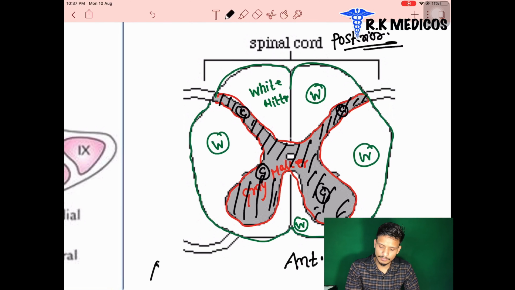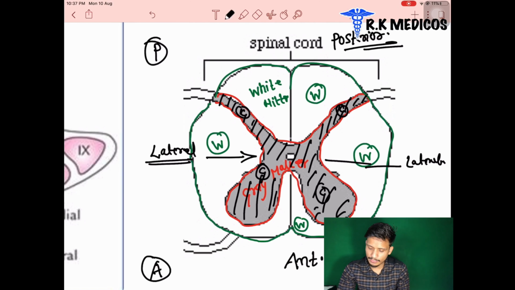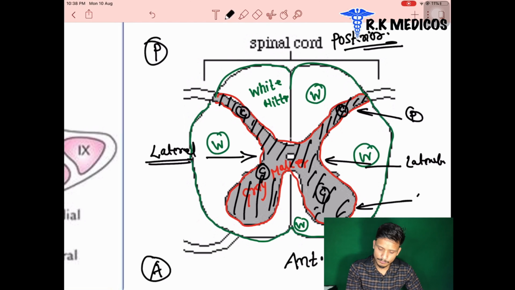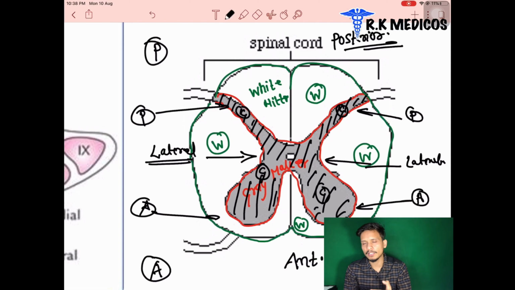This is the lateral portion of the spinal cord, and this one is also the lateral portion. So the lateral portion is here, as we can see in the gray matter. This one is the posterior portion, this one is the anterior portion. Here too, this one is the anterior portion, this one is the posterior portion, and this one is the lateral portion of the gray matter. Now we are going to see which nuclei are located in the anterior portion, the lateral portion, and the posterior portion of the gray matter.